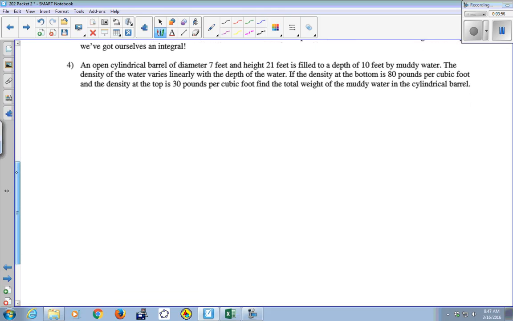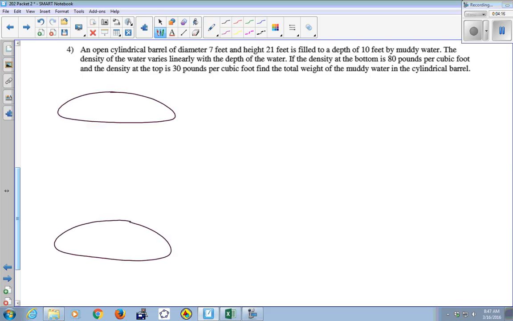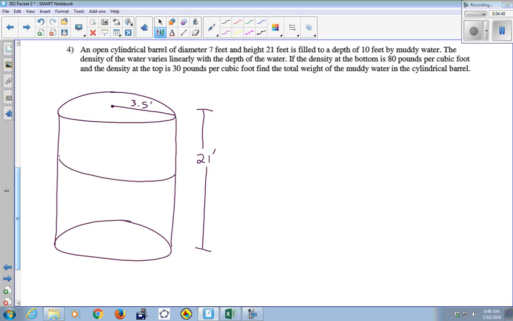So we'll do one example together, and then you've got a bunch to do in your activities. So we have an open cylindrical barrel, diameter 7 feet, height 21 feet. It's filled to a depth of 10 feet with muddy water. So let's try to draw a picture. We've got a barrel. It's 21 feet tall. And the diameter is 7 feet, so I'm just going to put in the radius of 3.5 feet because we typically use radii more than diameters. Okay, so this thing is filled up to 10 feet with muddy water, so about halfway full. This is all muddy water down here.